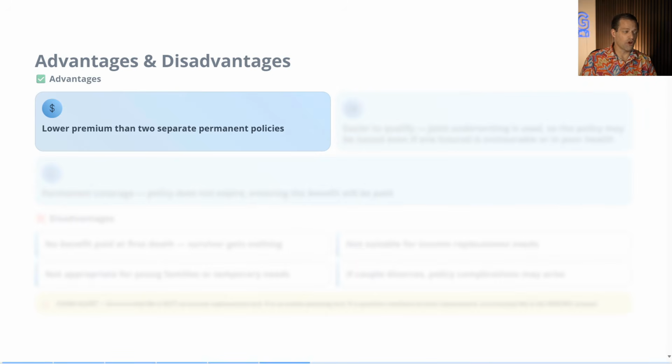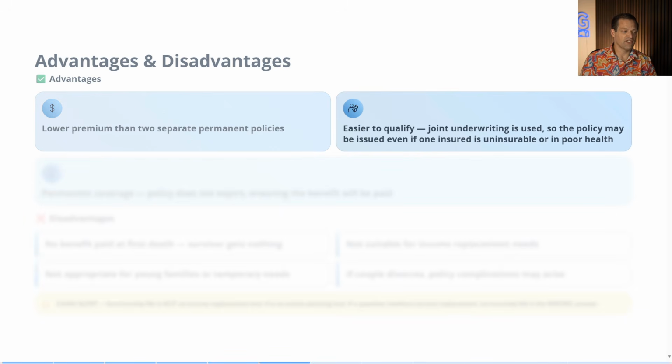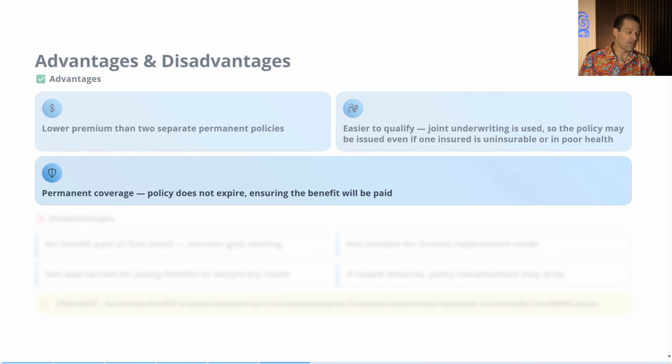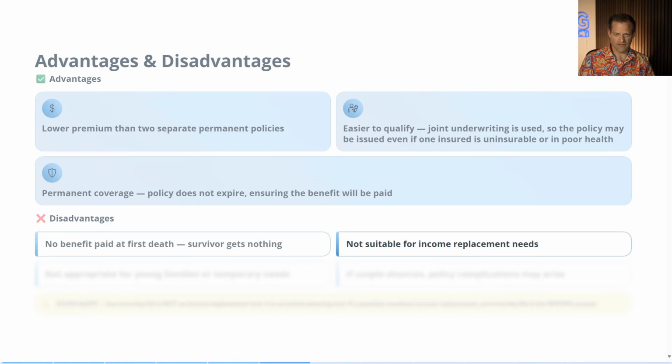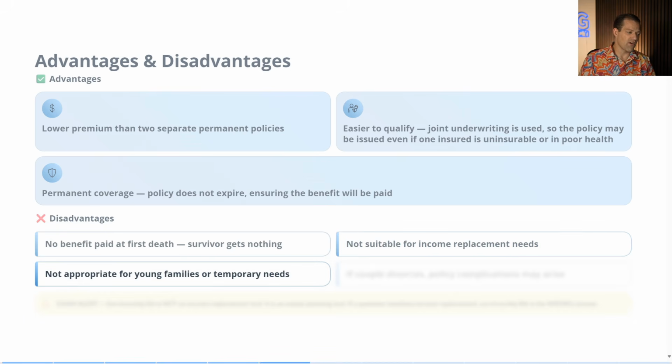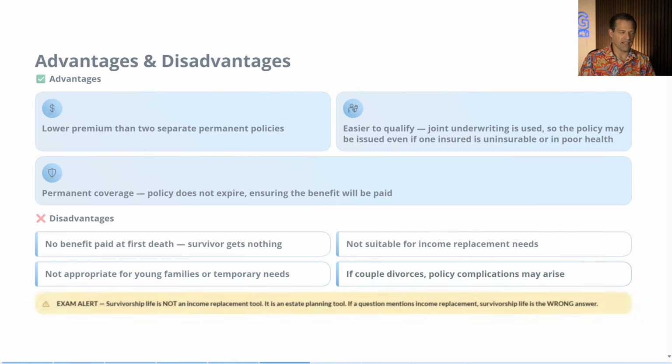Advantages and disadvantages: lower premium than two separate permanent policies. That's an advantage. It's easier to qualify for because joint underwriting is used. So the policy may be issued even if one is uninsurable or in poor health. And permanent coverage means the policy does not expire, ensuring the benefit will be paid. Disadvantages: no death benefit is paid at the first death. The survivor gets nothing. It's not suitable for income replacement needs, because if the first one dies and you need income replacement, it's not going to work until the second person dies. It's not appropriate for young families with temporary needs. And if a couple divorces, policy complications may arise.